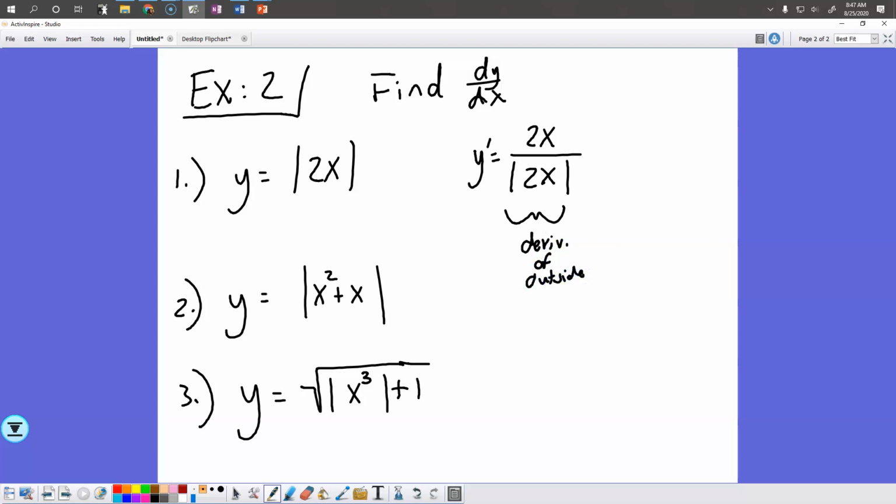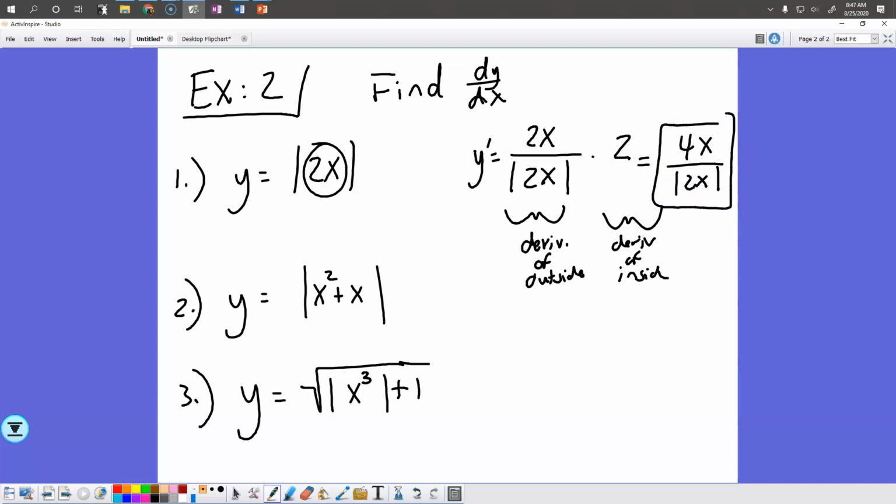Okay? But now we need to multiply that by the derivative of the inside. Okay, so the derivative of the inside is 2. And so what this ultimately comes out to be when you multiply the 2 times this fraction is you end up with 4x over the absolute value of 2x. Okay, so there's your absolute value rule.